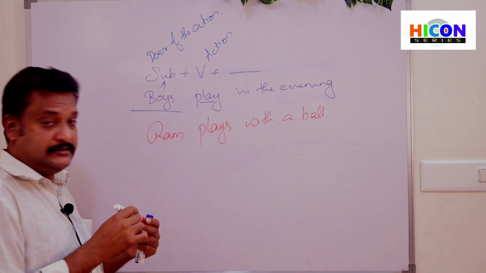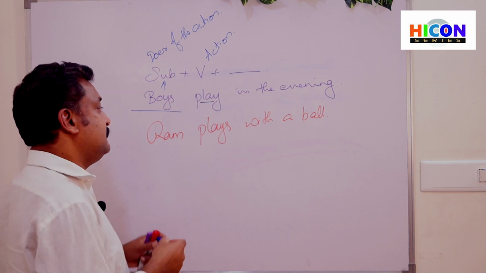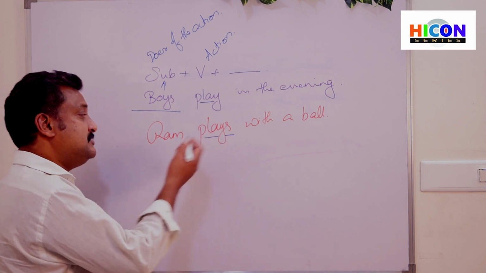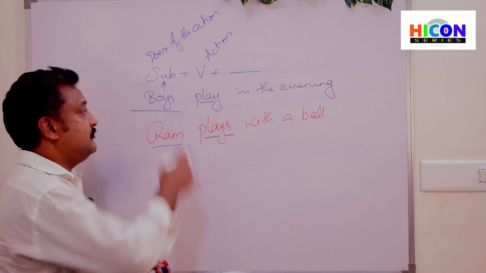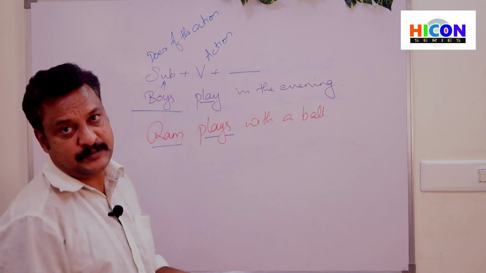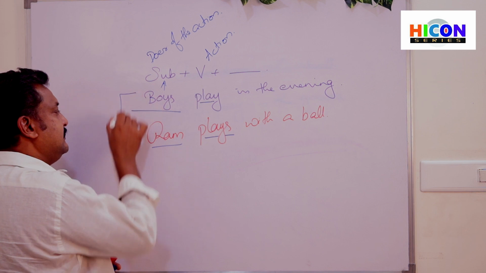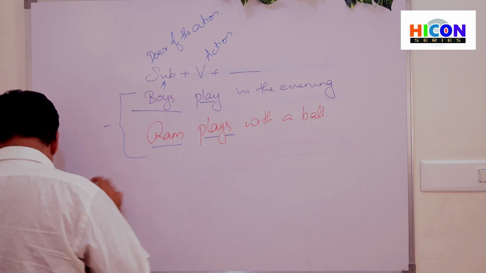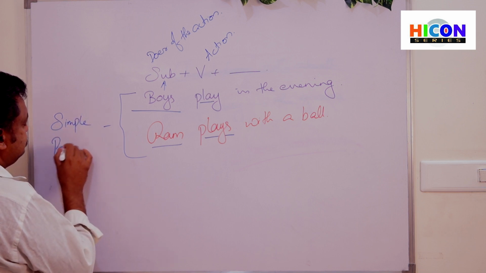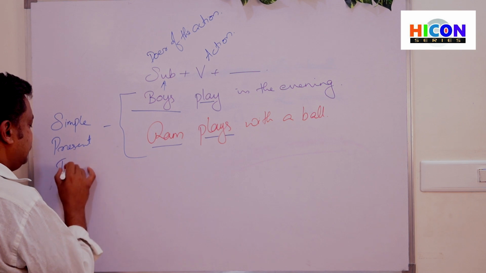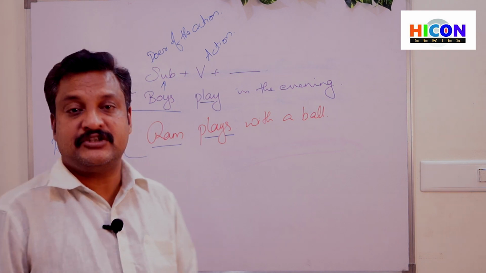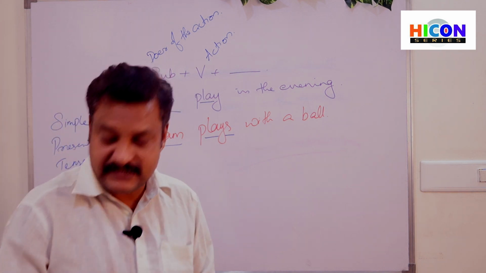So, here what is the verb? In this sentence, what is the verb? Plays. Right? And who is the subject here? Ram. So first comes the subject Ram, then comes the verb plays, and then the balance part. So both these sentences are actually in a simple present tense. Okay, both the sentences are actually in a simple present tense.